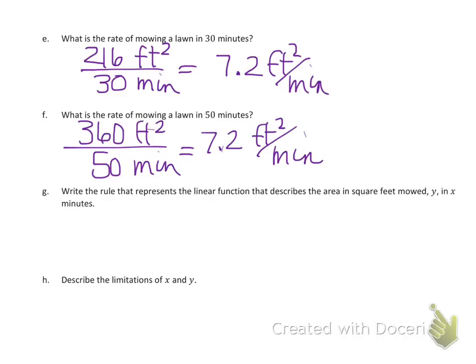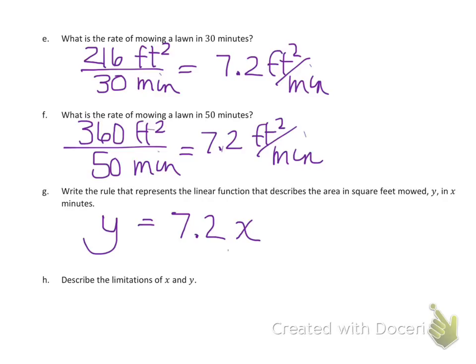Okay, and so in part G, we want to write the rule that represents the linear function describing the area in square feet mowed. Y is the area mowed in X minutes. So what I'm going to do, I'm going to kind of write this function backwards. So I've got 7.2 square feet per minute times the number of minutes, and that's going to give me my total area mowed. So Y is the square feet mowed, and then 7.2 is the rate, and then X is the time.